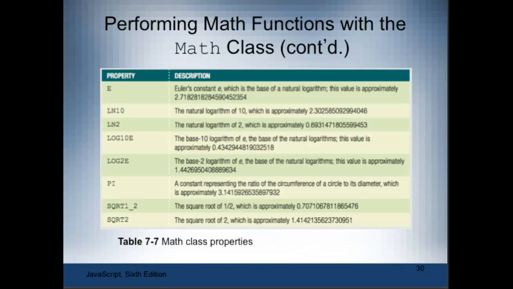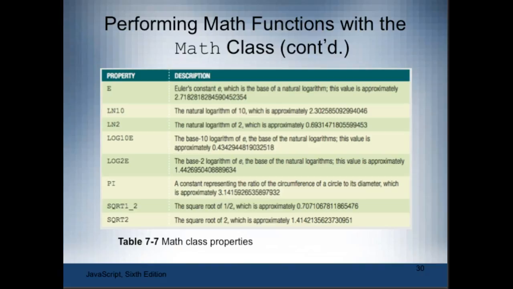Table 7.7 shows the Math class properties. E refers to Euler's constant, which is the base of the natural logarithm, about 2.72. LN10 refers to the natural logarithm of 10, about 2.3. LN2 refers to the natural logarithm of 2, which is approximately 0.693. LOG10E returns the base 10 logarithm of e, approximately 0.434. LOG2E returns the base 2 logarithm of e, approximately 1.44.